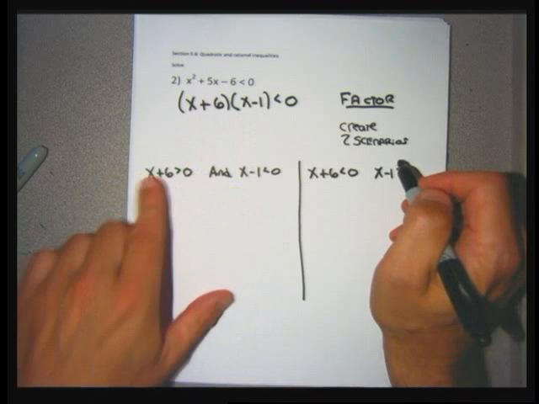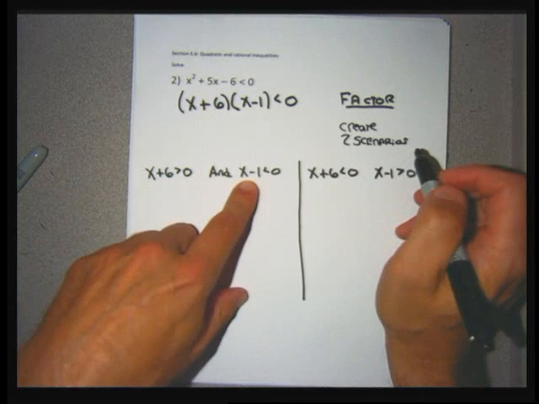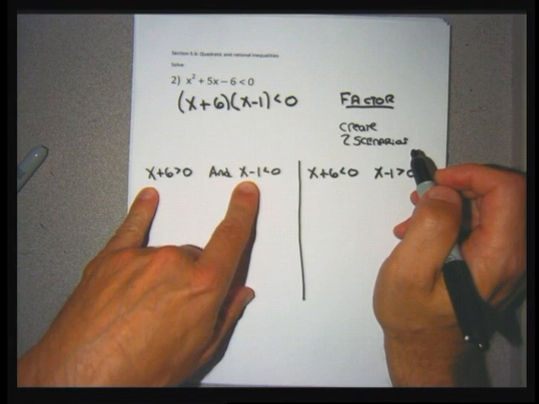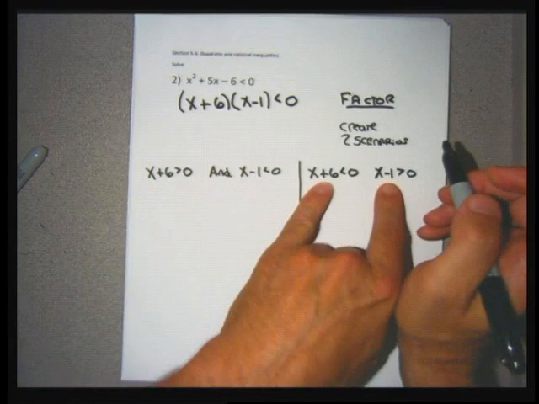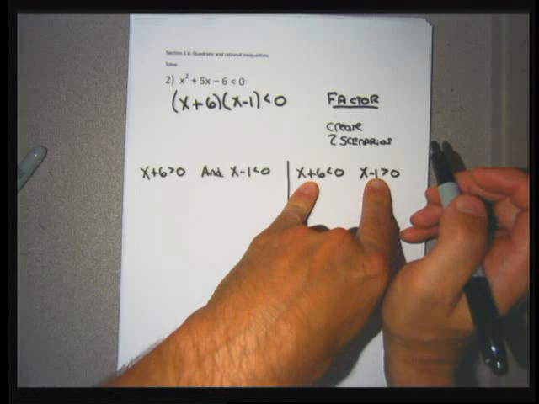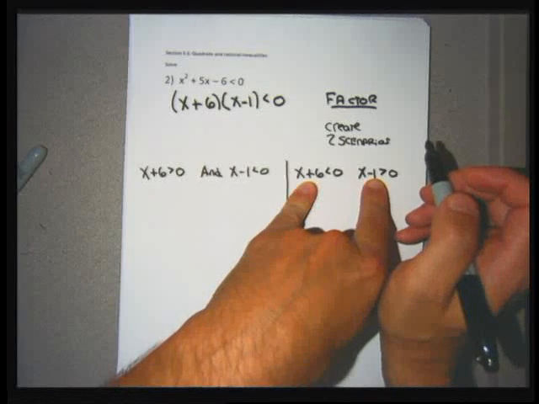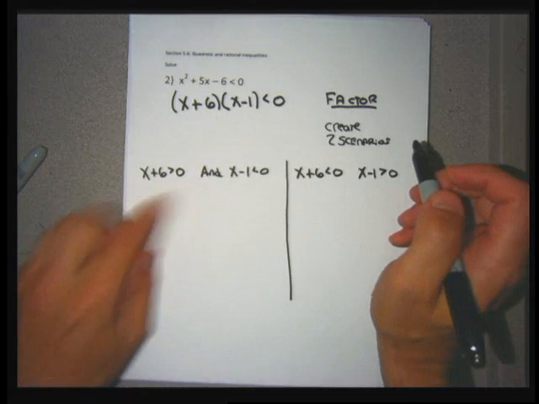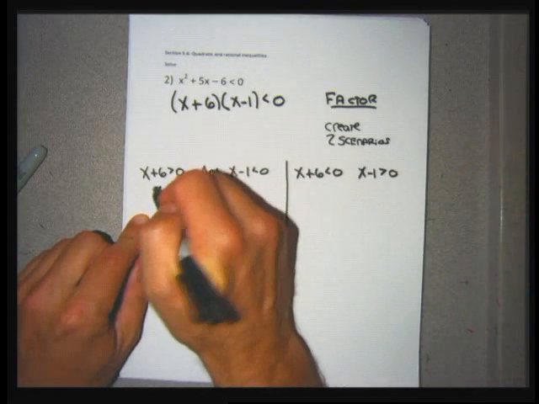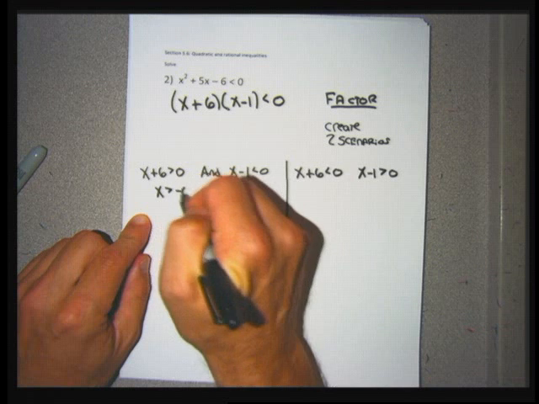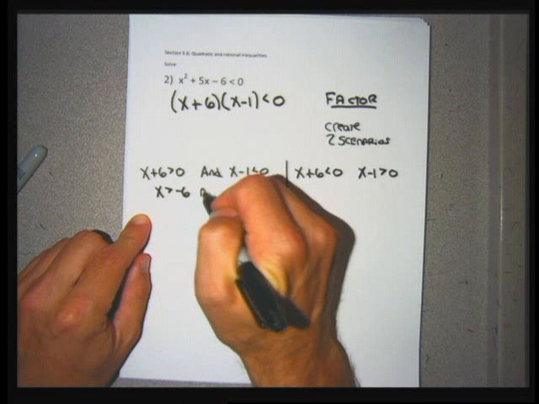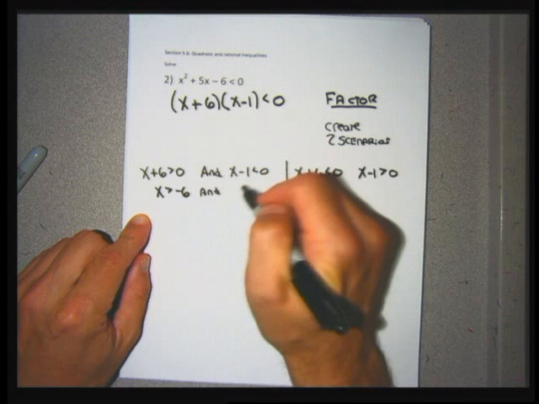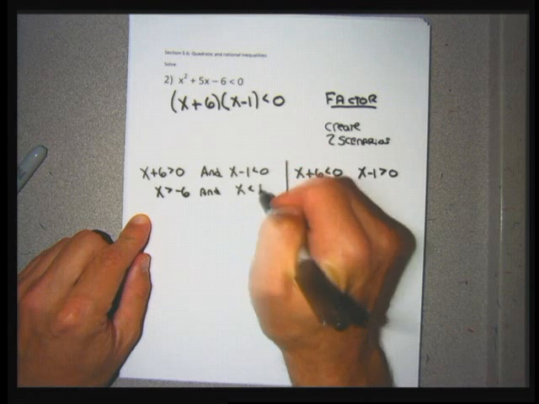And that's what this says. This says the first one is positive, the second one is negative. Multiply a positive times a negative, you get a negative. This one says the first factor is negative, the second factor is positive. If you multiply negative times a positive, you get a positive. I'm going to solve these just like they did in the video now. I'm going to subtract 6 from both sides and get x is greater than negative 6. I'm going to add 1 to both sides and get x is less than 1.